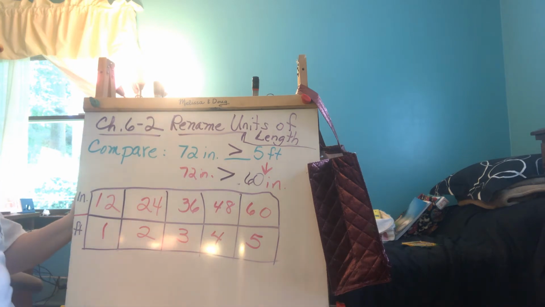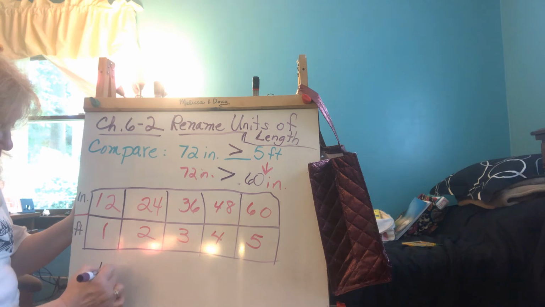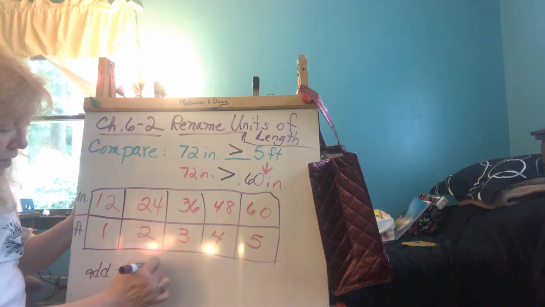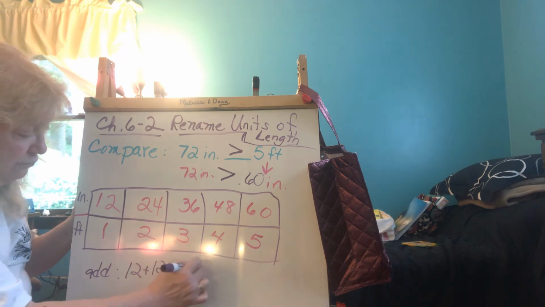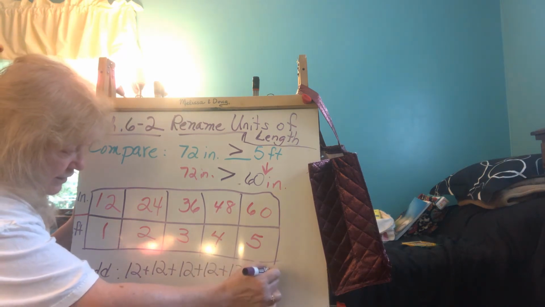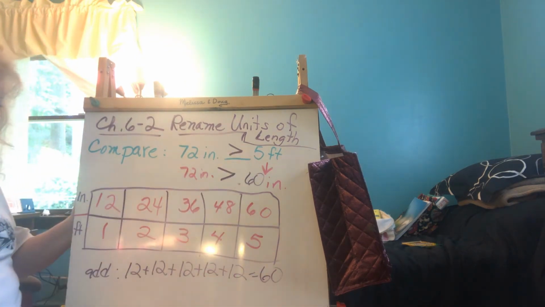Before we look at the next example, let's talk about what we could do here. So you could either add, to solve this problem, 12 plus 12 plus 12 plus 12 plus 12 equals 60. 1, 2, 3, 4, 5 to equal the 5 feet.